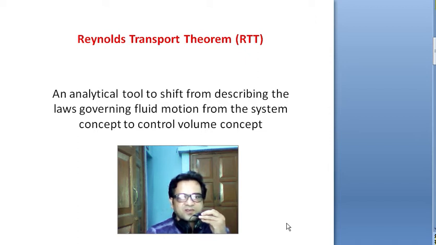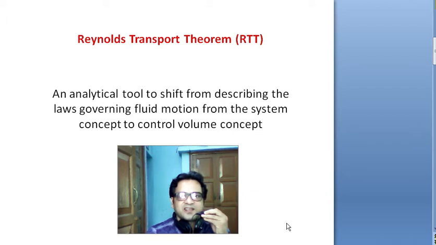It is an analytical tool to shift from describing the laws governing fluid motion from the system concept to the control volume concept. All the physical laws like conservation of mass, conservation of linear momentum, conservation of angular momentum, energy equation, entropy principle, are written for a system. A system means it has a fixed mass in space. A control volume is a fixed region in space.